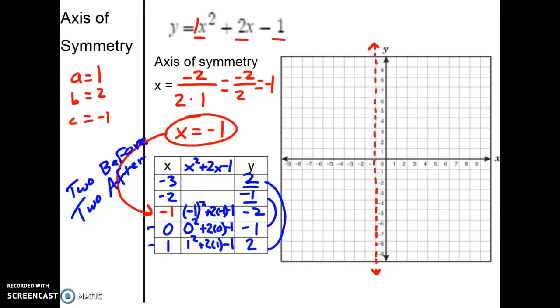So we can go ahead and plot these points. Our vertex is going to be on our axis of symmetry, and sure enough, negative 1, negative 2, it's right there. If we were to go in the negative direction here, we have negative 2, negative 1, and negative 3, 2. Then on the other side, it should be symmetrical. 0, negative 1, and 1, 2. So it should look like that. We can finish the rest of our parabola like that.